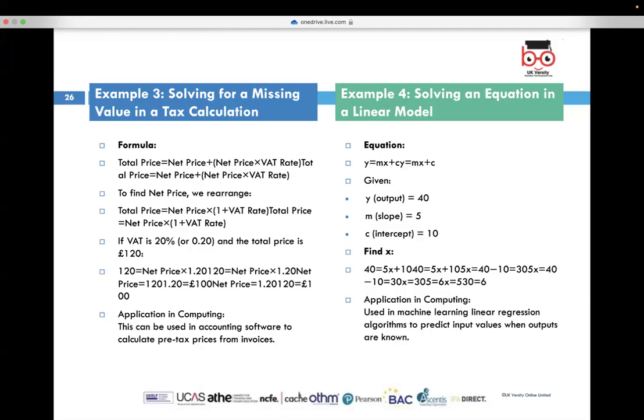Example 4 is solving an equation in a linear model. So this equation could be y equals mx plus c, given y is the output, which is 40, m is the slope, which is 5, and c is the intercept, which is 10. So substituting this in to find x.